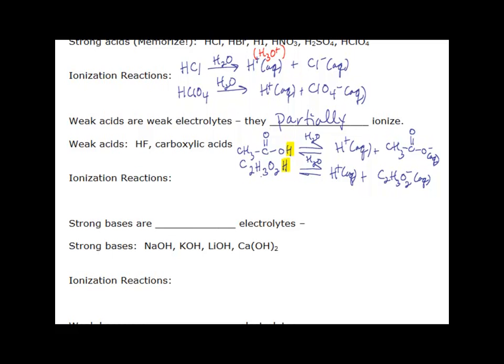You can also see this written, put in parentheses here, HC2H3O2. So that means the same thing. So carboxylic acids are weak electrolytes. They ionize partially. So at any given time you have more molecules than ions with weak electrolytes.